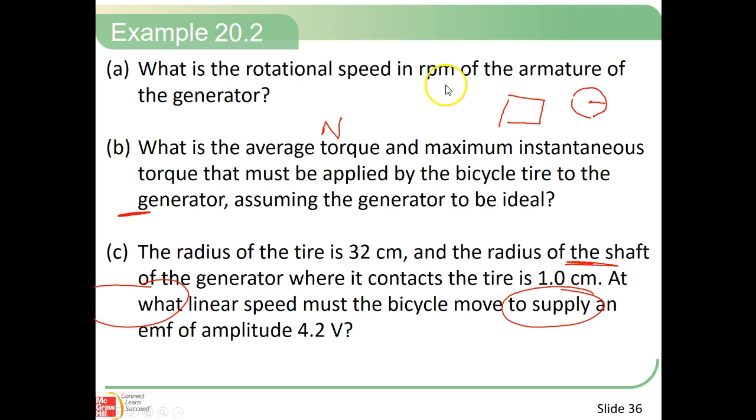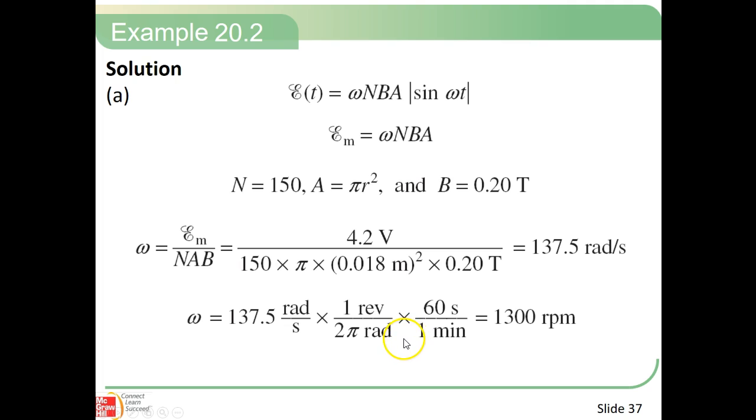They want to know what's the rotational speed in RPM of the armature of the generator, so that's the part that's spinning. They want to know what's the average torque and maximum instantaneous torque that's applied by this bicycle tire to the generator, assuming that that generator doesn't really lose anything, and therefore we call it ideal. And if the radius of the tire is 32 centimeters and the radius of the shaft of the generator where it contacts is about a centimeter, they want to know what is the linear speed that the bicycle must move to supply an amplitude of 4.2 volts. So we want an EMF of about 4.2 to run it.